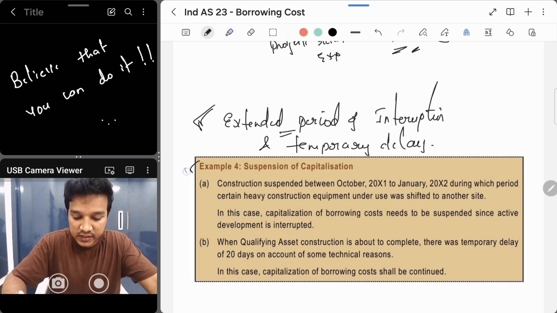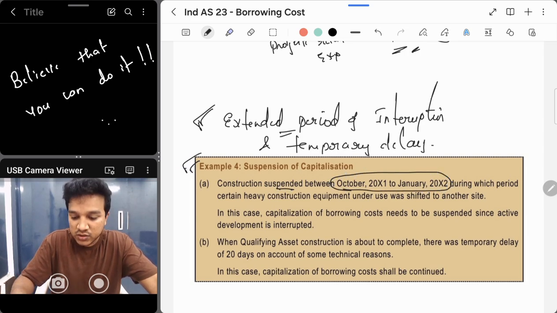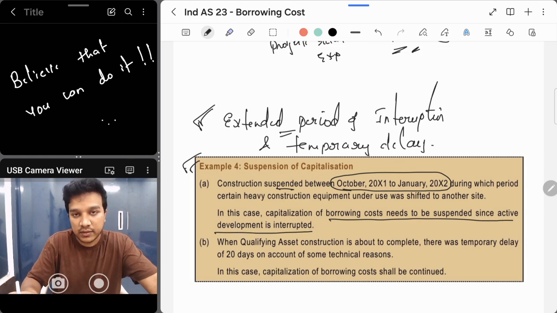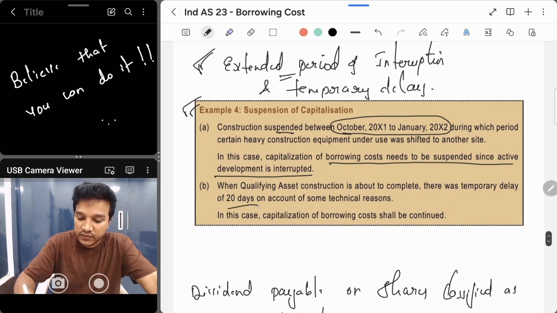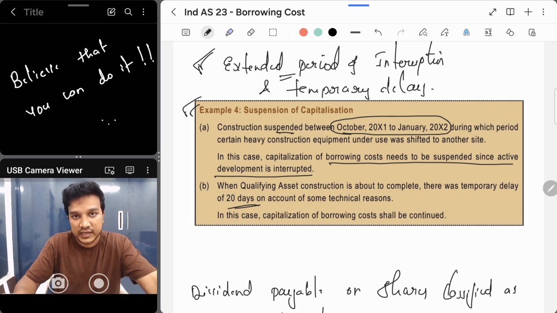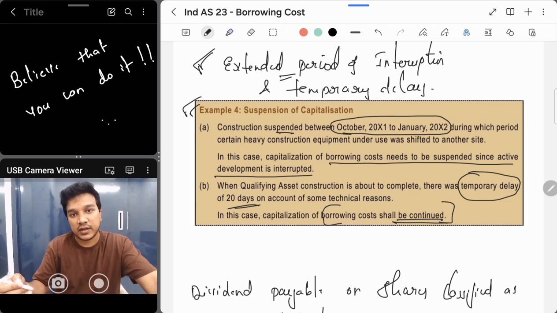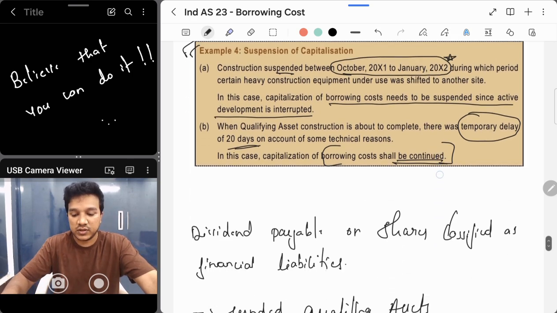There is an example given in the ICA material. Here, if you see, it was suspended from October to January. So this is considered to be an extended period of time. Whatever borrowing cost, needs to be suspended since activities development is interrupted. So the borrowing cost is being suspended. And the other point is it is only for 20 days. When qualifying asset construction is about to complete, there is a temporary delay of 20 days. That is treated as temporary. So during a temporary delay, borrowing cost shall be continued. If it is for a longer period of time, then borrowing cost will be suspended. I hope you understood this point.